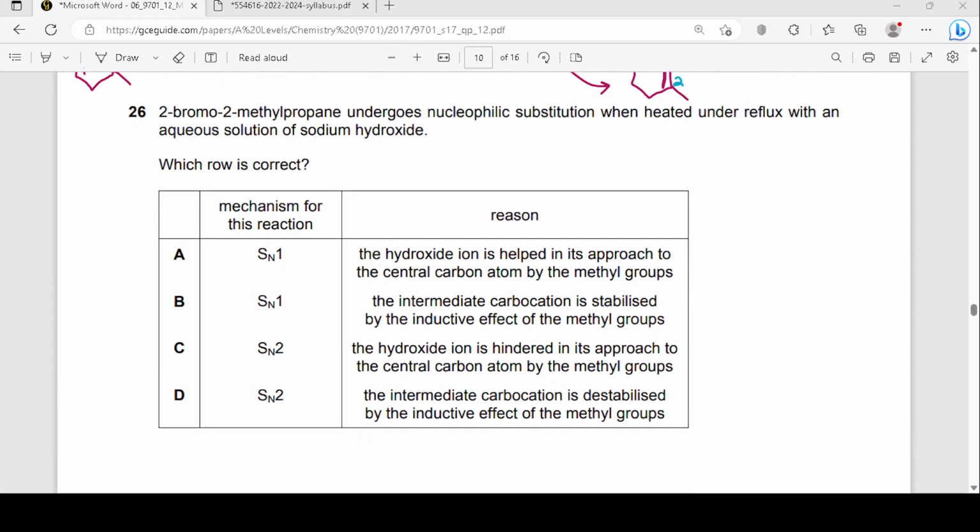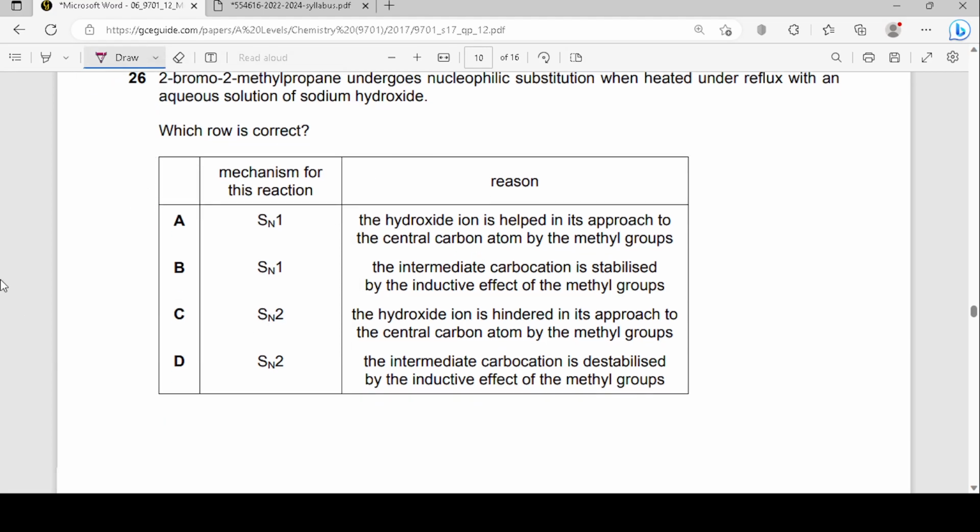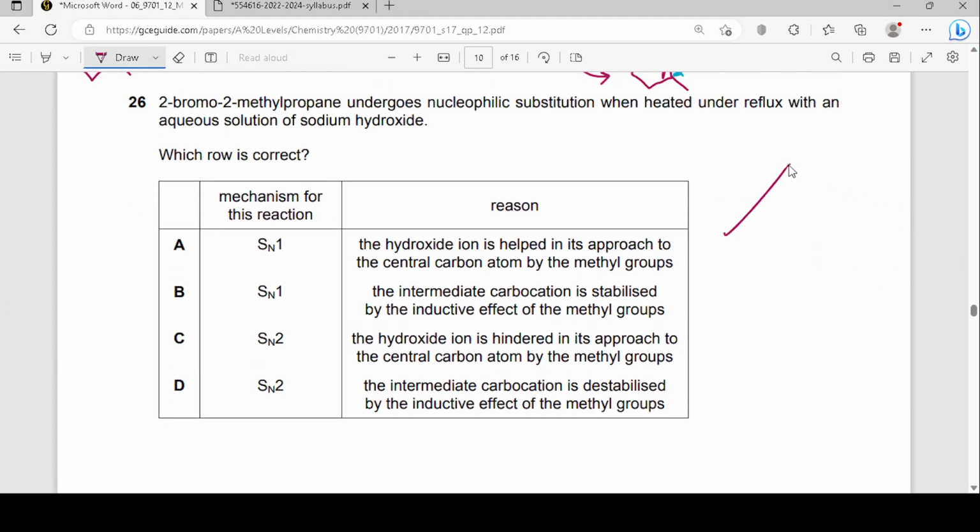2-bromo-2-methyl propane undergoes nucleophilic substitution when heated and reflux with an aqueous solution of sodium hydroxide. Which row is correct? Okay, so let me draw out 2-bromo-2-methyl propane. So it's like this. Then on the second carbon atom, you have a bromine, and you have a methyl group as well. Okay, so now it undergoes nucleophilic substitution.